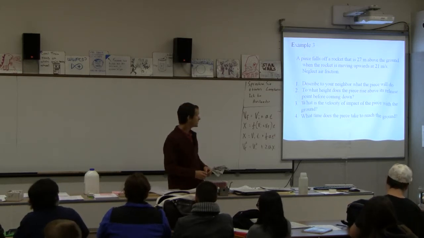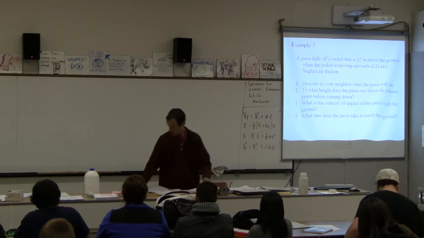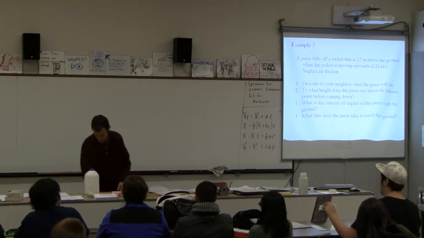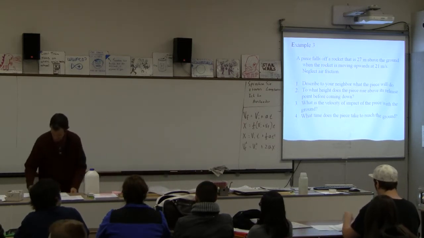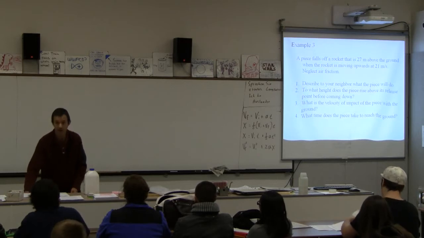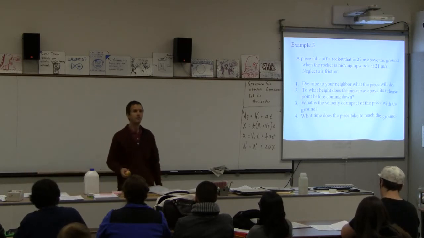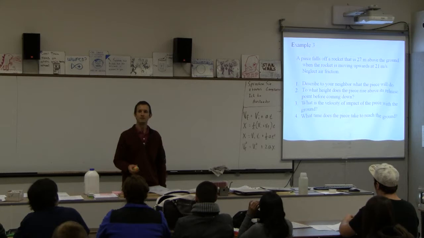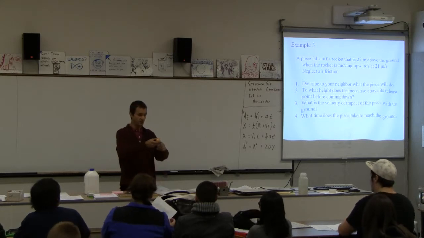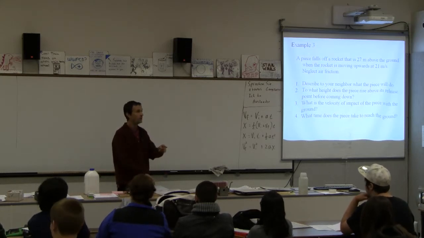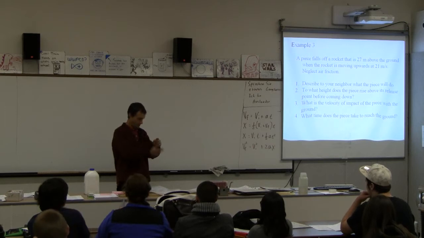So this is an example of a problem where the trajectory of the object is going to be something like this. Could I have your attention, please? It's going to be something like this. It's going to go up and down. It's going to land lower than it started.